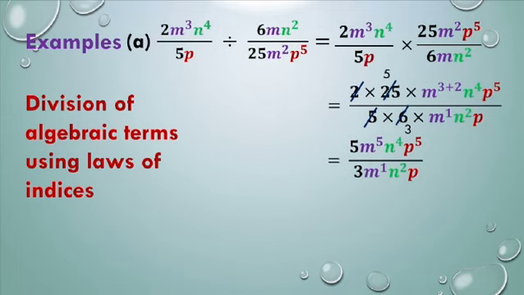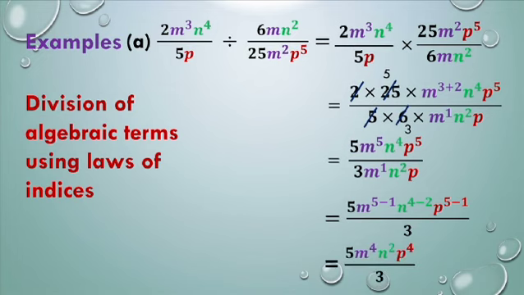So now I apply division law for m, base m. I'm going to have 5 m to the power of 5 minus 1, n to the power of 4 minus 2, because we also have n to the power of 2 in the denominator. Same for p, p to the power of 5 minus 1 over 3. So the answer is 5 m to the power of 4, n to the power of 2, p to the power of 4 over 3.